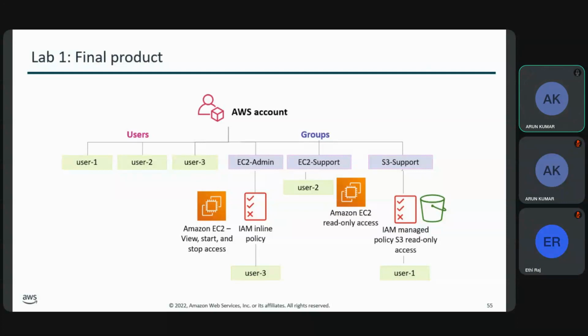So if these three different groups are there, now it is up to us to give the access to a particular user for this particular group. Here in the lab, they are saying that user 3 should be attached to EC2, user 2 should be attached to the support group, and user 1 is to be attached to this particular S3 support. Okay, so this is the final product.